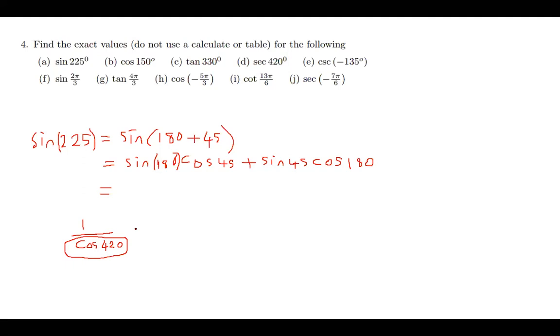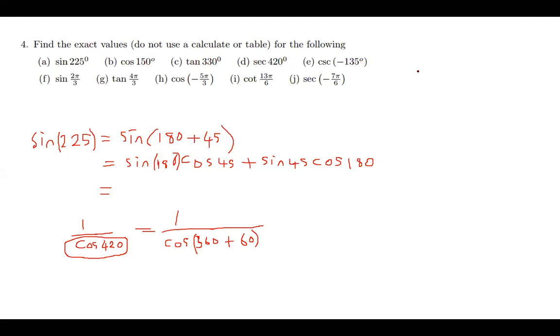So this is just the same as 1 over cos 420. When you add 360 plus 60, you get 420. So cos 420 is just the same as cos of 360 plus 60. These are all special angles, and then you use the compound angle formula. After finding it, you divide it into 1, then you find your final answer.